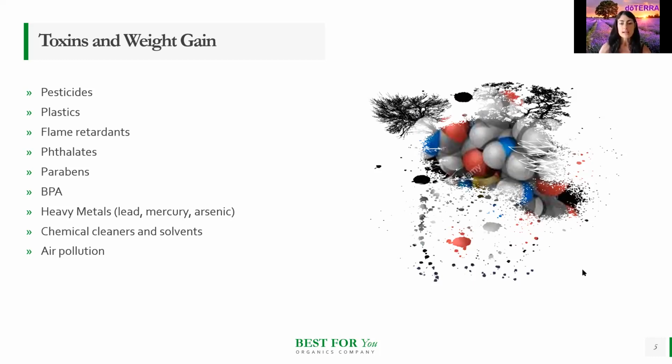So some of these toxins are pesticides, plastics, flame retardants, phthalates, parabens, BPA, heavy metals like lead and mercury, chemical cleaners and solvents, and then also air pollution.